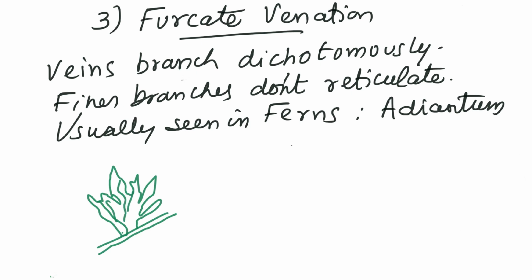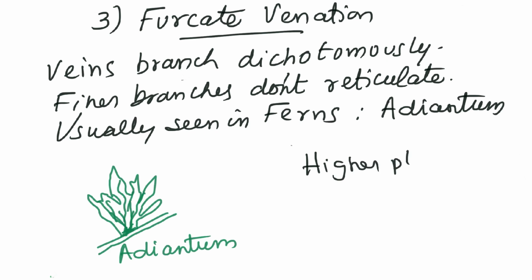And we can see that there isn't a definite shape like thing. It's something like fanning out, and there's a common stalk, a common attachment to the stem. So the example is adiantum, and interestingly, we said that it's a case of ferns, but there's an interesting case of a higher plant having a furcate venation, that is Ginkgo.